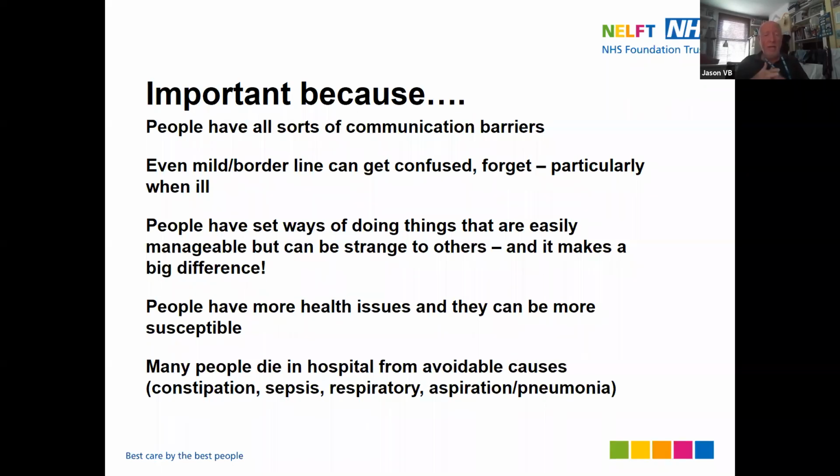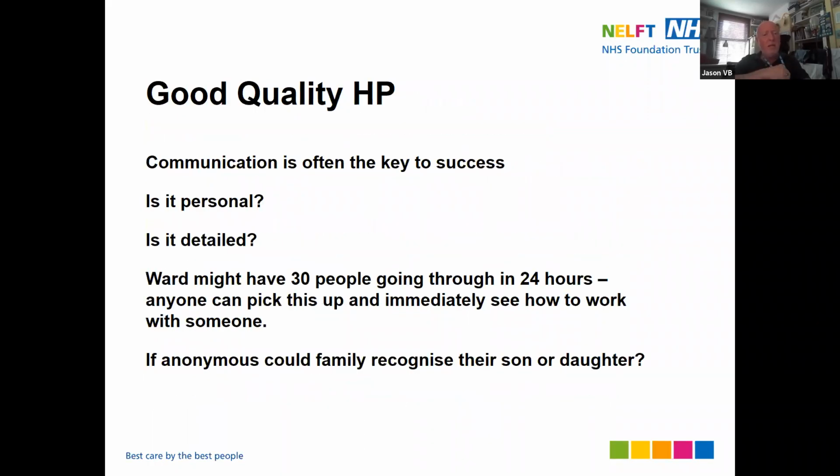Aspiration pneumonia being another key issue. Okay, I'm not sure. Okay, yeah, so I've got that might be my last slide. So yeah, communication's the key to success, and that's what hospital passport's all about. And I think I've mentioned these things before. It needs to be personal.